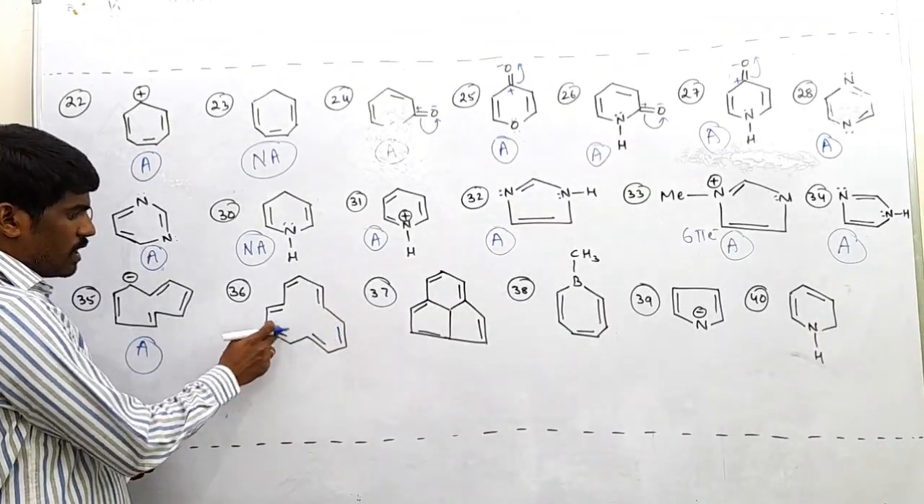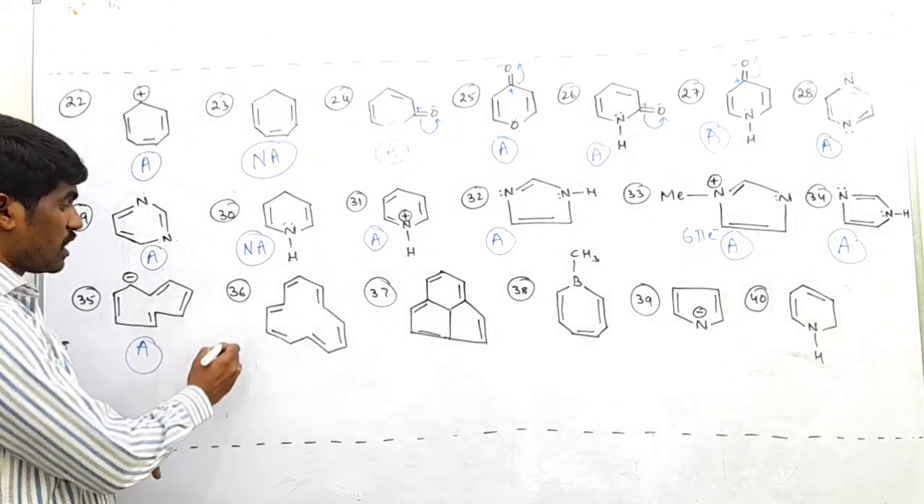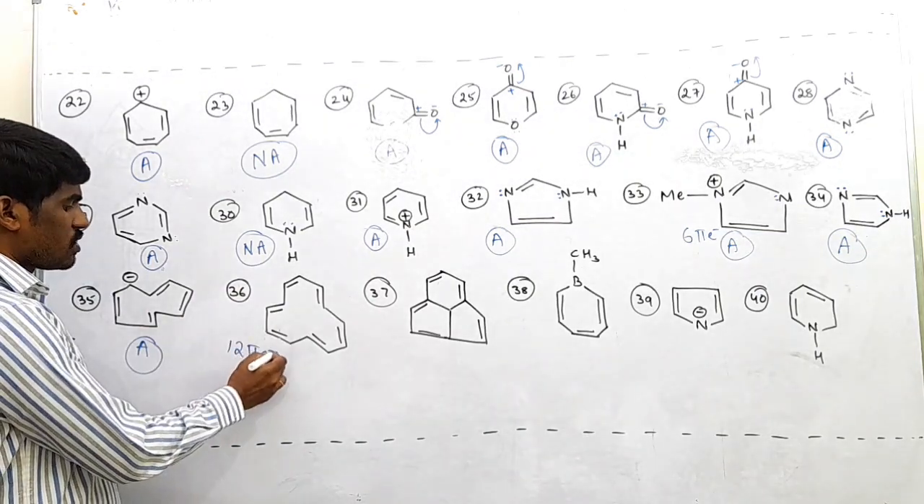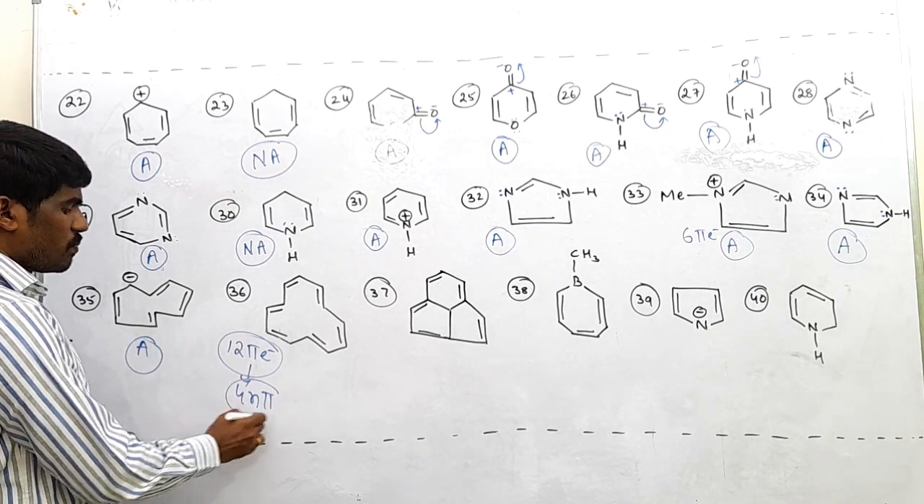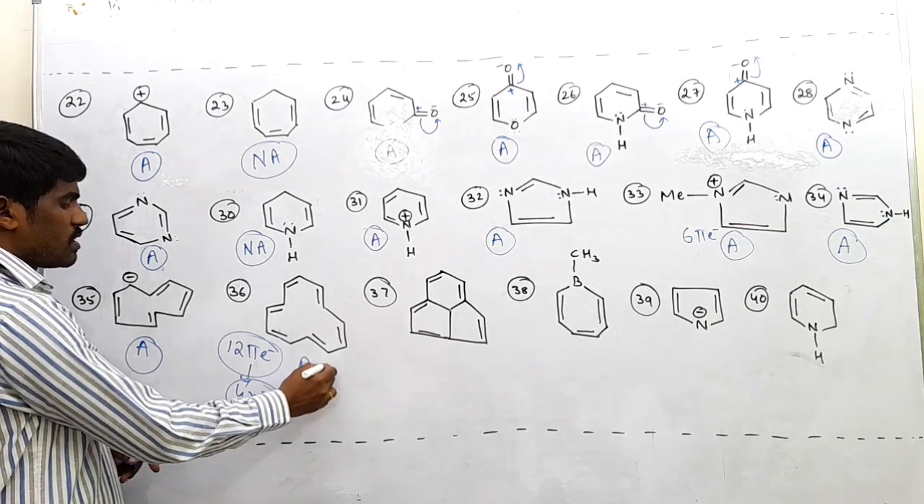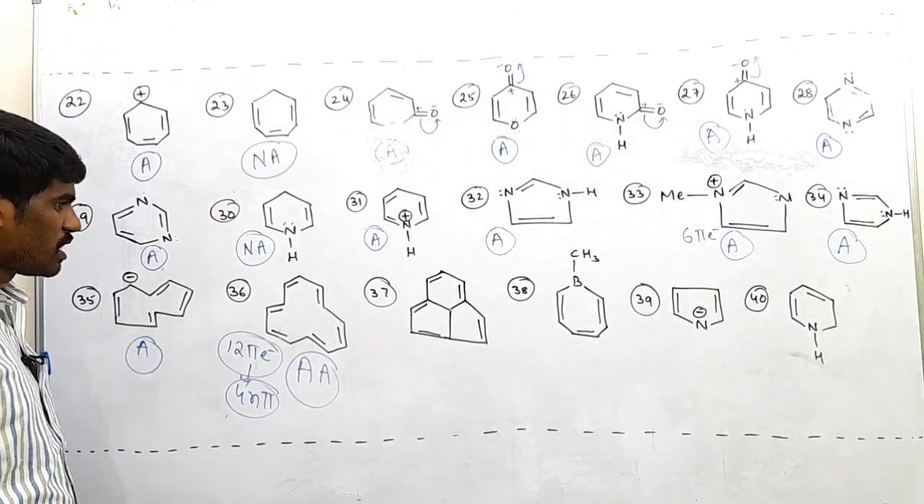And this compound: 1, 2, 3, 4, 5, 6. 6 pi bonds. 6 pi bonds means 12 pi electrons. 12 pi electrons in the sense it follows the 4n pi rule. It follows the 4n pi rule. 4n pi rule means anti-aromatic. Okay? It is the most unstable compound.